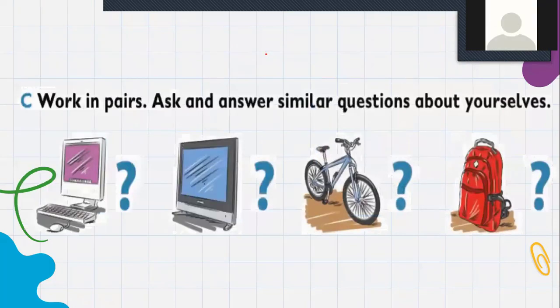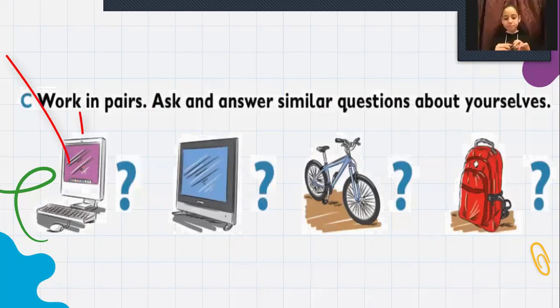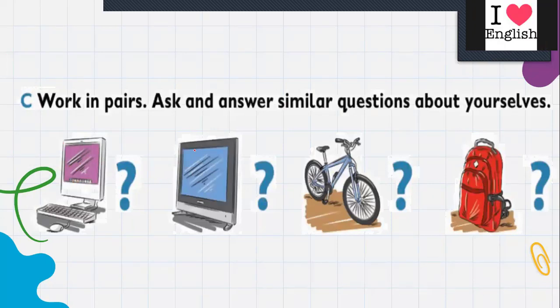Abrar, now I need you to ask questions about the things we have here. What is this here? What's this? Computer. Yes, very good. What about the next one here? Television. Yes, television, or TV. What about the second one? Bicycle. Yes, very good. What about this one here? Bag. Yes, very good.